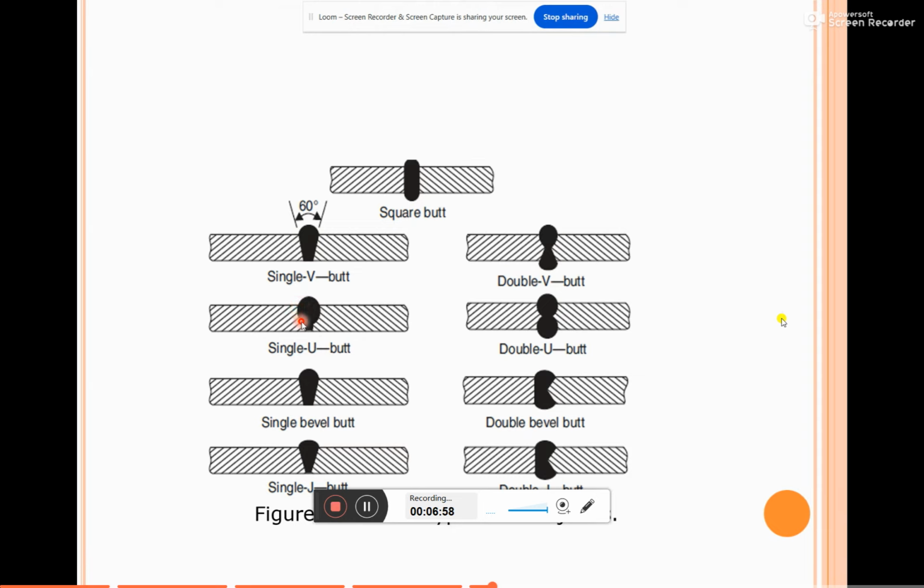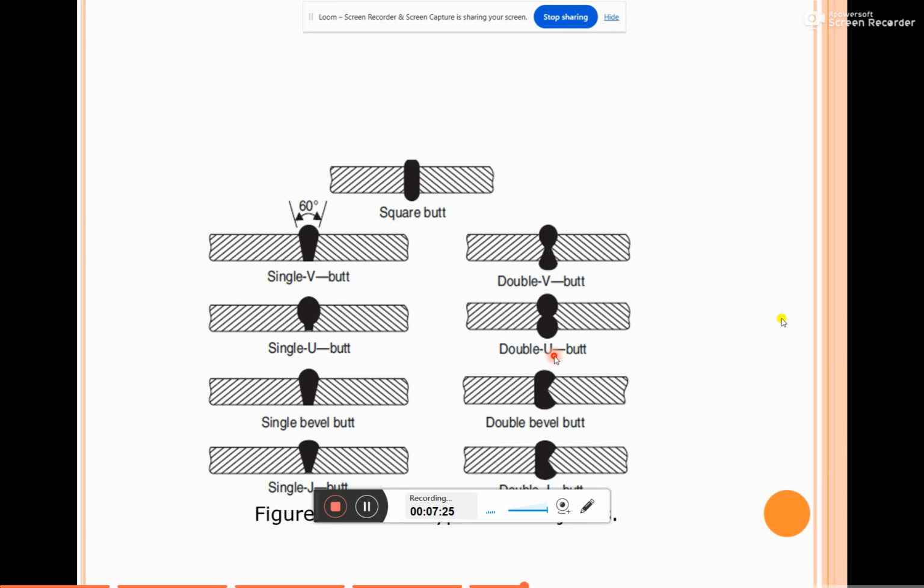This particular edge, one side we'll bevel in a U shape, and here also you can see that we will bevel it to a U shape. Then such a type of joint, we'll call it the single U butt joint. This single U butt joint is mainly preferred over the V groove whenever the thickness is increased.